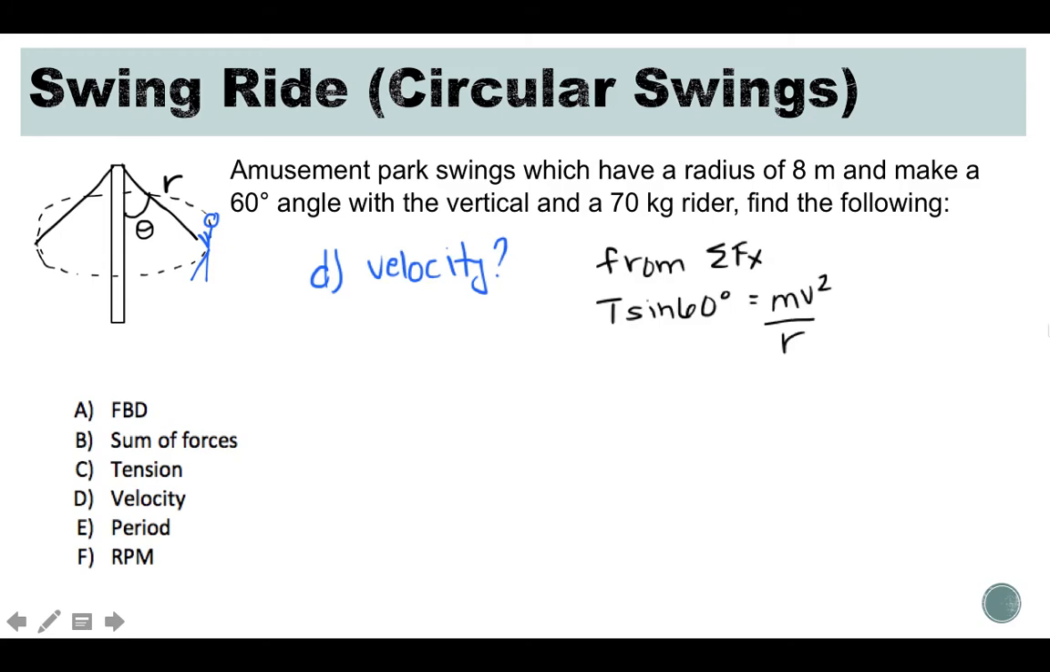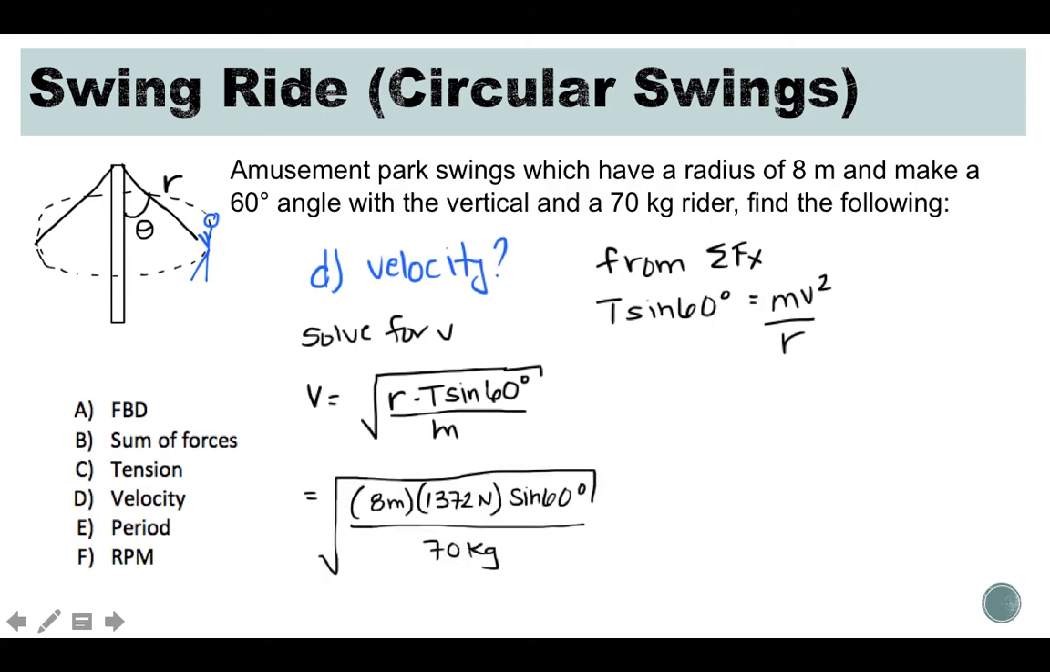Now to find the velocity, we're going to use our sum of our forces in the x direction, because that's where velocity is involved. So let's solve for v. We end up getting r times T sine 60 all over m. So we multiply r on both sides and divide by m on both sides and take the square root. This is what we would get. Now we're going to plug in our givens. We have a radius of 8 meters, tension of 1,372 newtons, sine 60, and a mass of 70 kilograms. We end up getting a velocity of 10.8 meters per second.